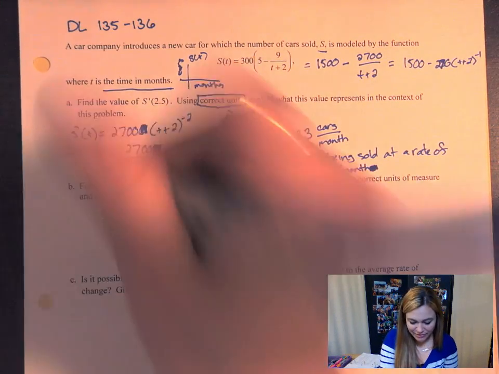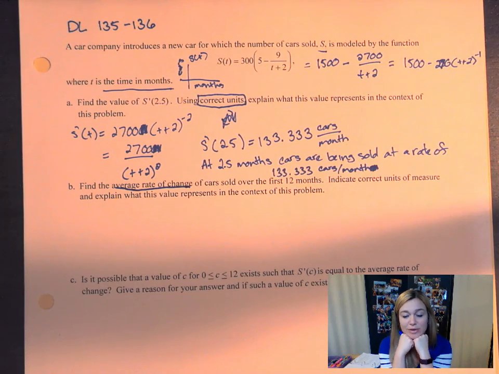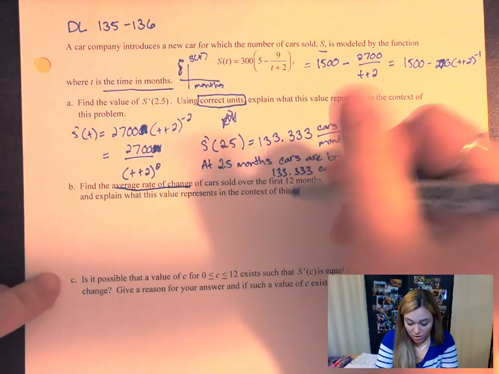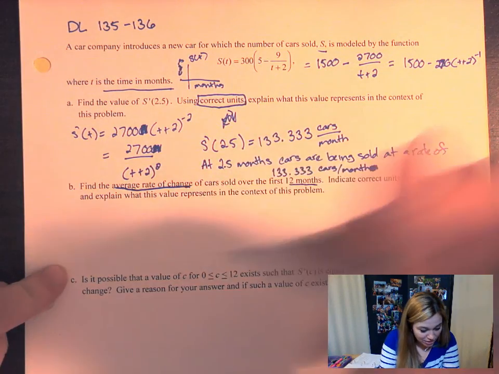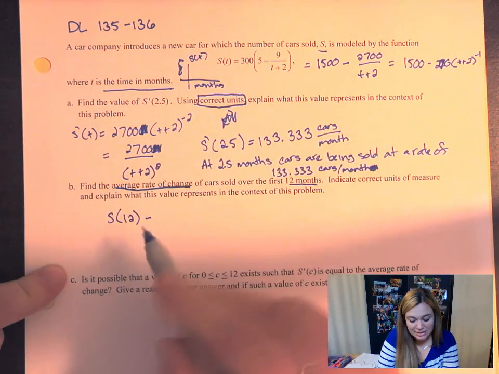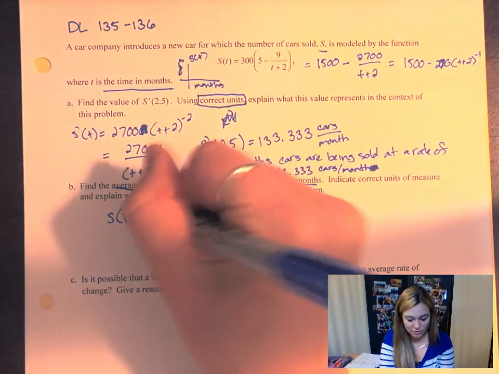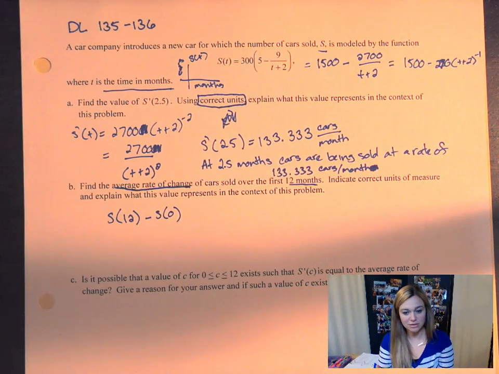Okay, the next one says find the average rate of change. Let's think about that for a second. What is that? The slope of the secant over the first 12 months. So in here, I'm going to say S of 12. Some people will say S of 1 here. Don't do that. We're talking about from the beginning, so S of 0 to the end, at the end of 12 months.